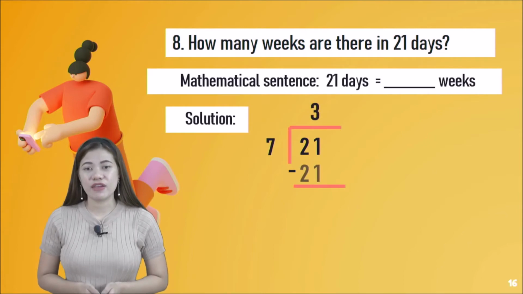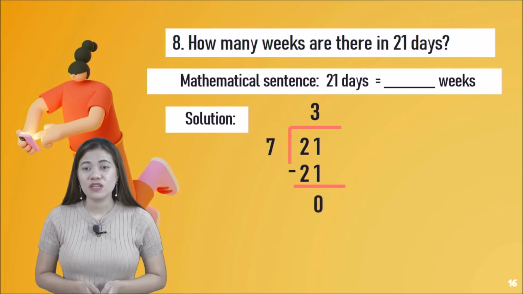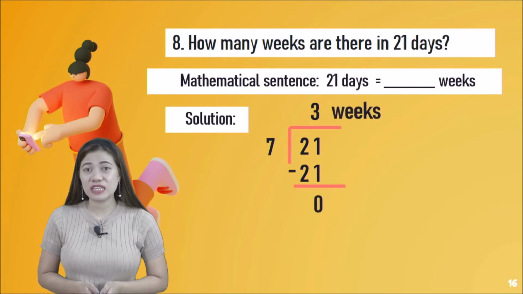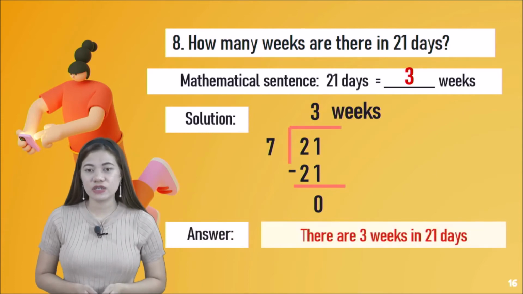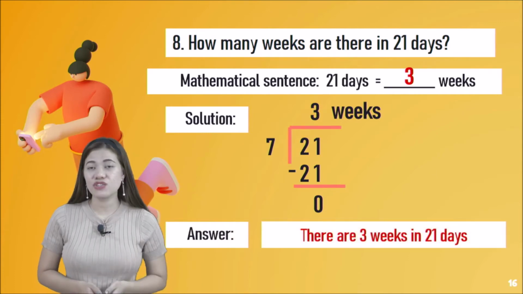3 times 7 is equal to 21. So 21 minus 21 is equal to 0. So in 21 days, we have 3 weeks. Okay, kids? 21 days is equal to 3 weeks. So for our final answer, there are 3 weeks in 21 days.